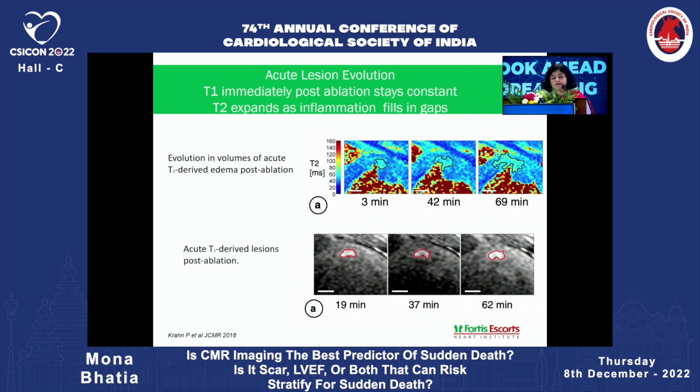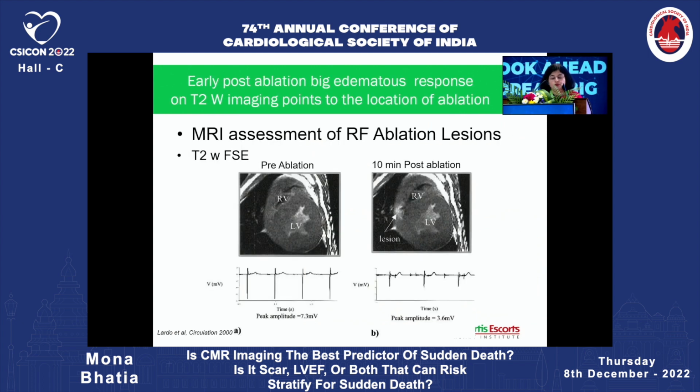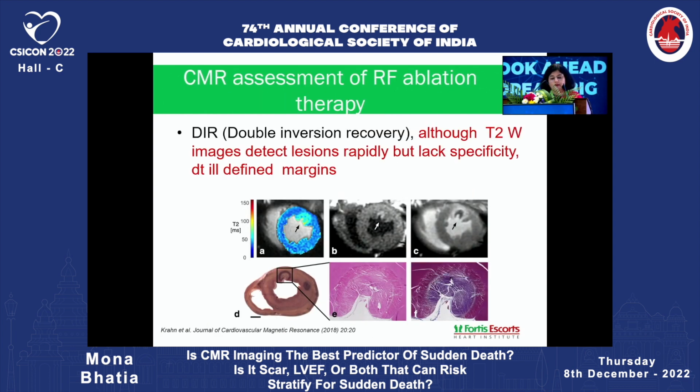Acute lesion evolution is seen both on T1 and T2 maps. T1 immediately post-ablation stays constant, but T2 expands as the inflammation fills in the gap. And so early post-ablation, a big edematous response on T2-weighted imaging helps to locate what is happening in the ablation, and CMR thus helps in the RF ablation therapy. Although T2-weighted images detect lesions rapidly, they lack specificity due to the ill-defined margins.